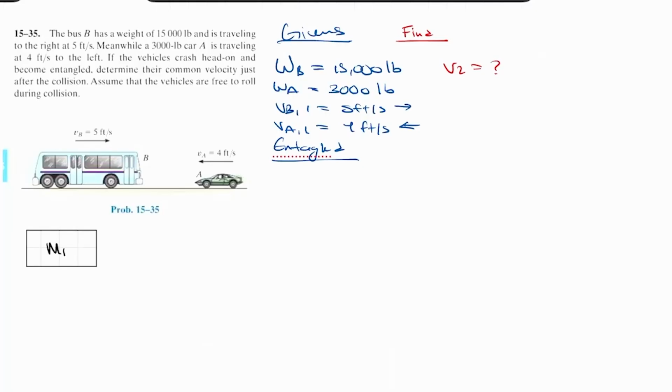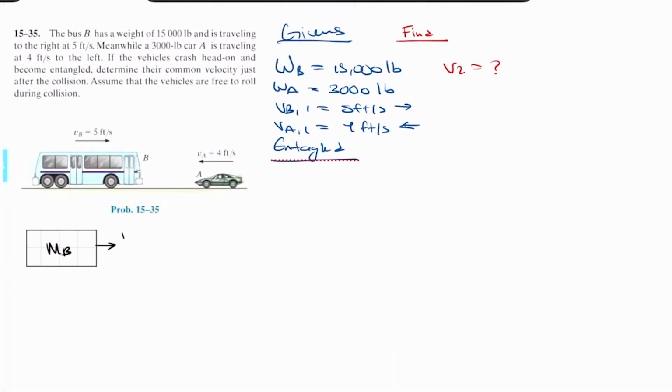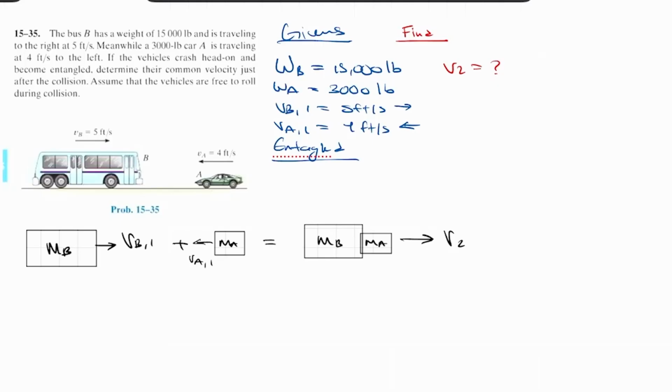So we have the mass of the bus times its velocity VB1 plus the mass of the car times its velocity VA1. But after they join and they're together, they're entangled. So mass of the bus, we have the car right here touching it. This is the mass of the car, and they're moving together with a common velocity V2. So notice once again, they are here grouped together.